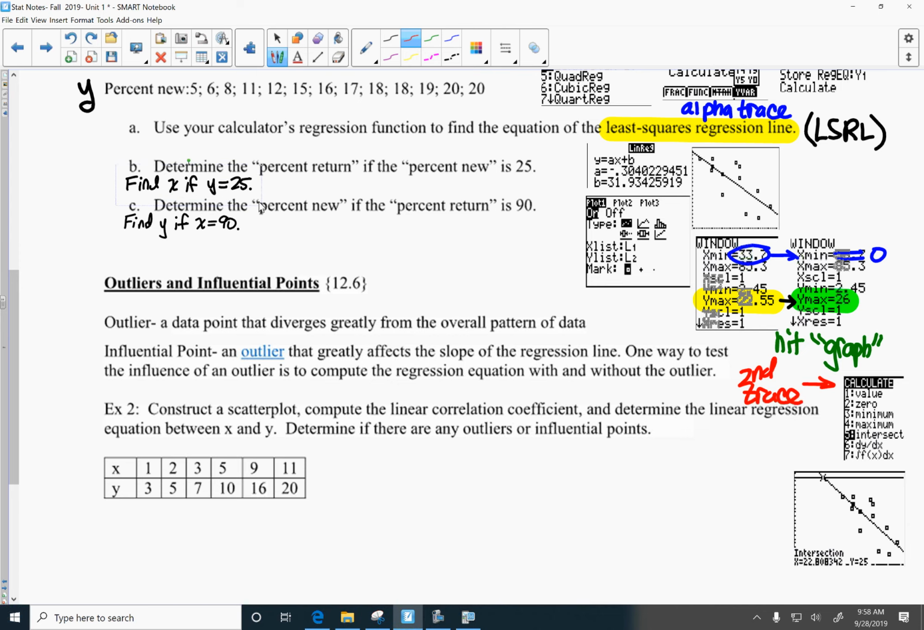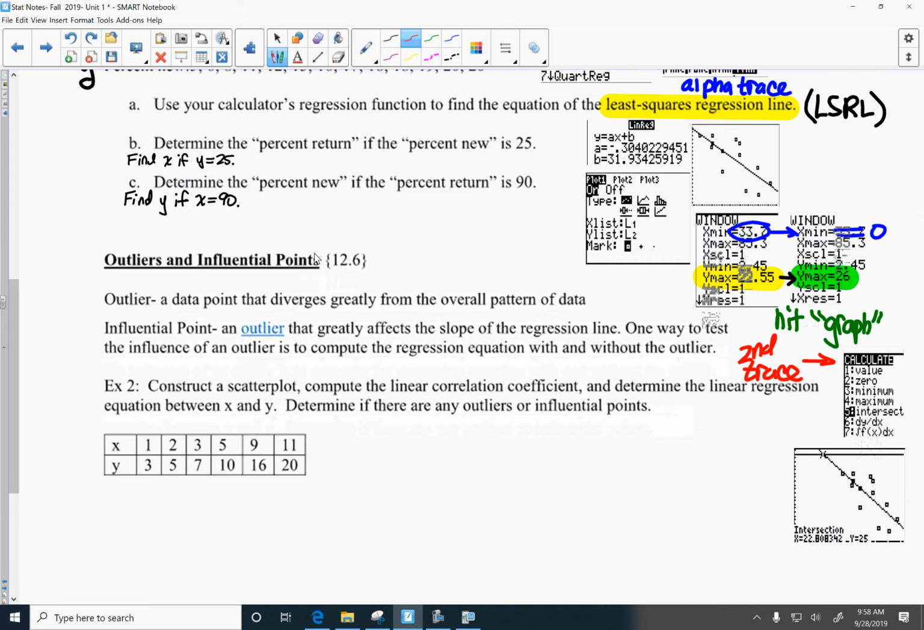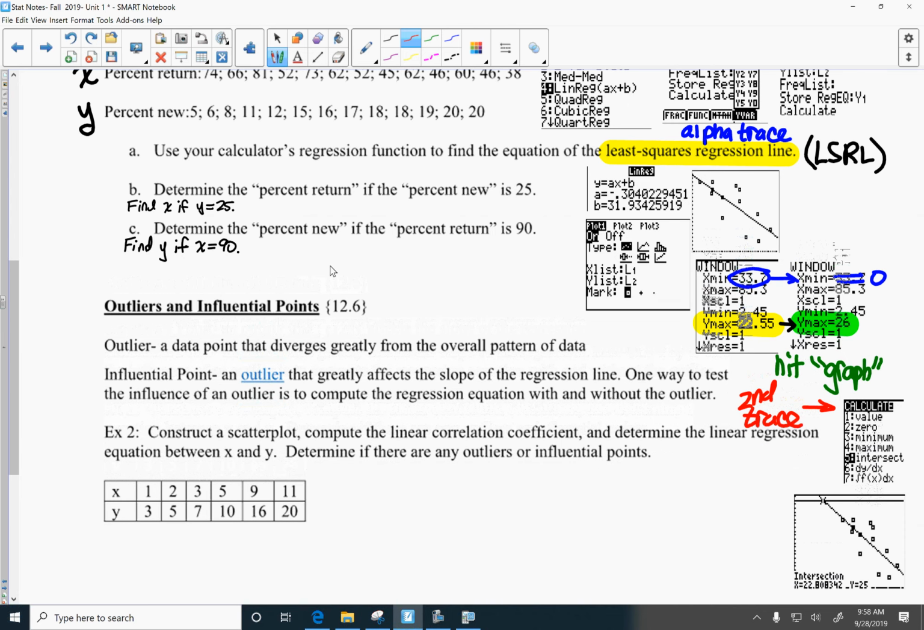Now, I said before that doing it by hand in this one particular instance would be a little bit easier. But we're going to get to an example in a couple minutes where it's just not. That's just not how it's going to play out. All right. So we want to learn the process here so that we can apply it in other situations. Right. So I also just need to state the answer. It says determine the percent return if the percent new is 25. So percent return is whatever the intersection is, 22.8 approximately.